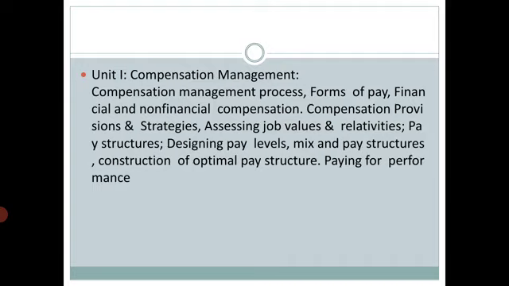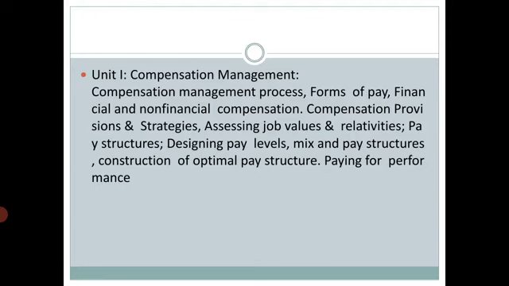In Compensation Management, we will go through the compensation management process, then forms of pay, then financial and non-financial compensation, then compensation provisions and strategies, then assessing job values and relativities, then pay structures, designing pay levels, mix and pay structures, construction of optimal pay structure, and then paying for performance. We will go through all these things.